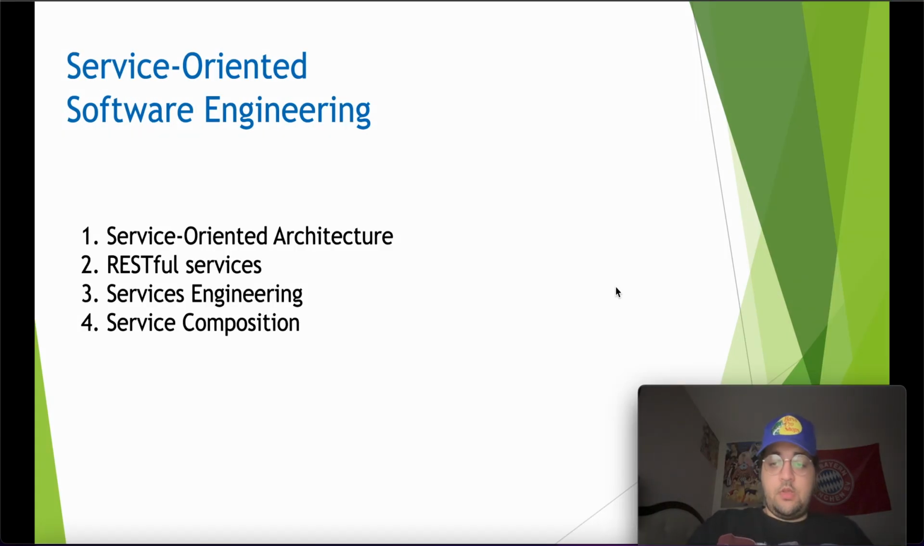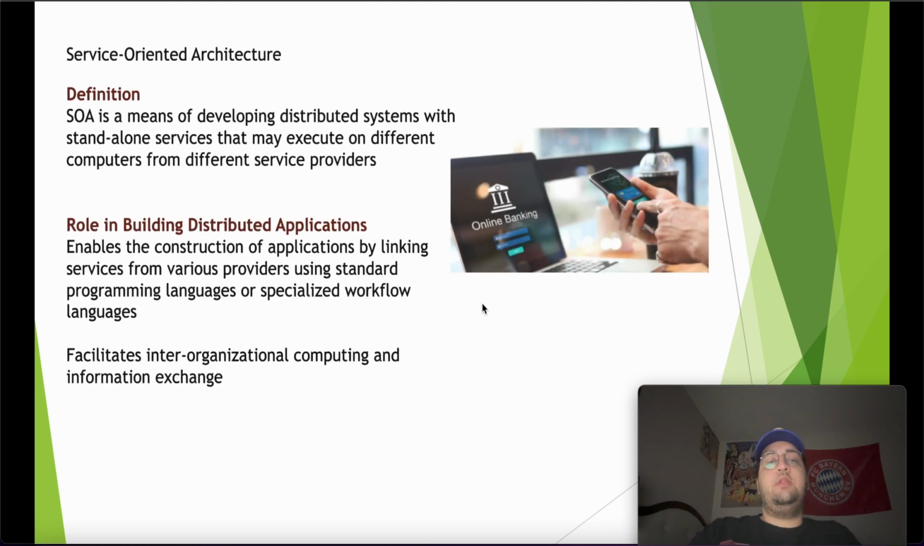Hello, I will be speaking about service oriented software engineering. The four components I will be speaking about are service oriented architecture, RESTful services, services engineering, and service composition. Let's start off with service oriented architecture.